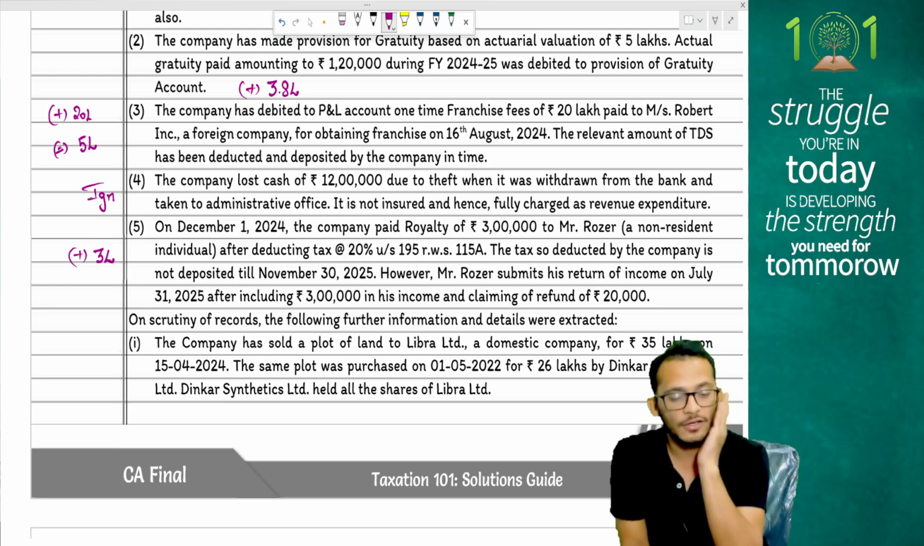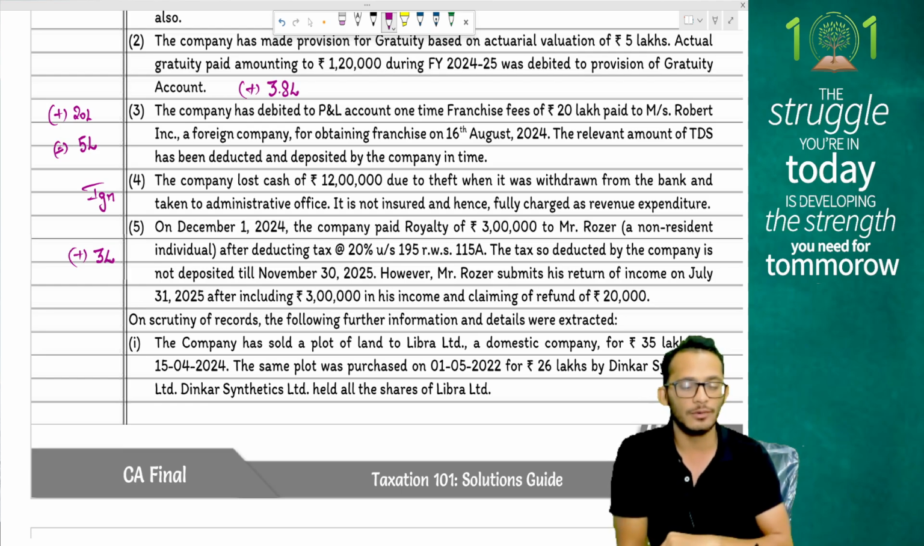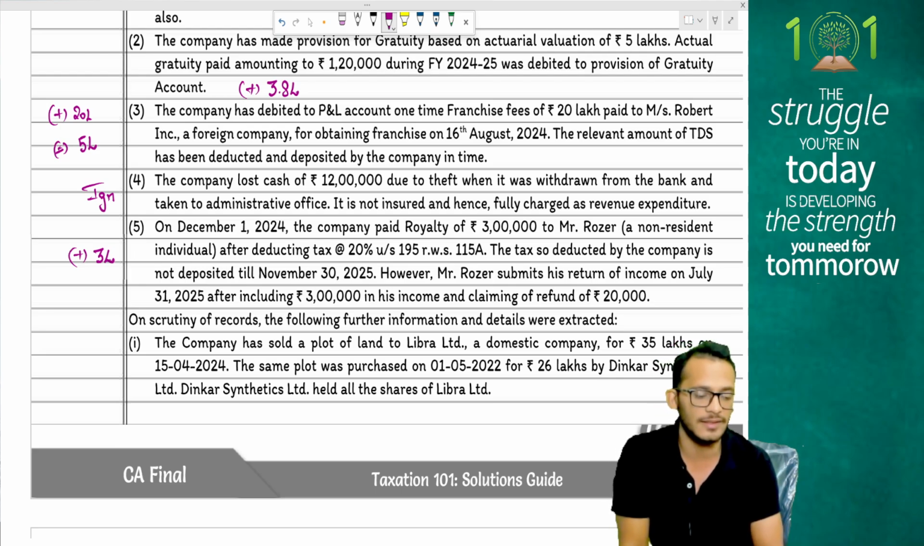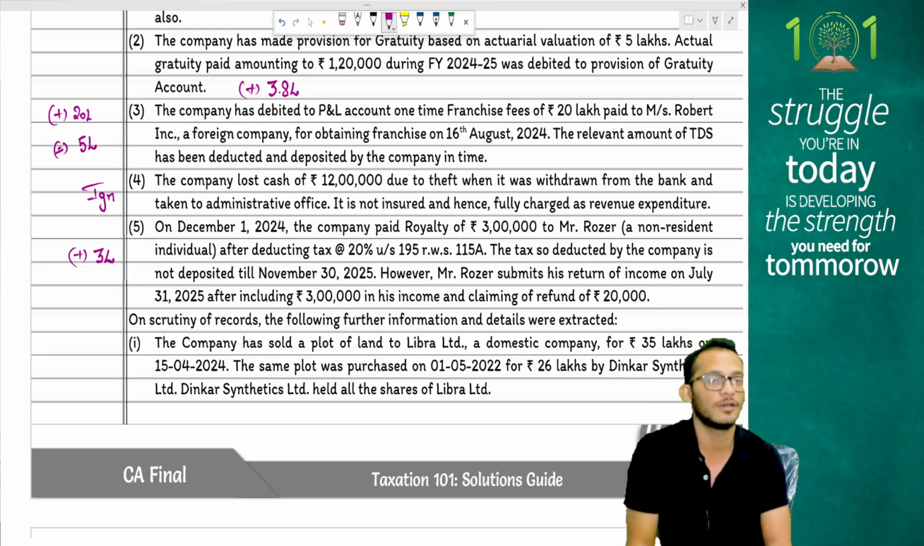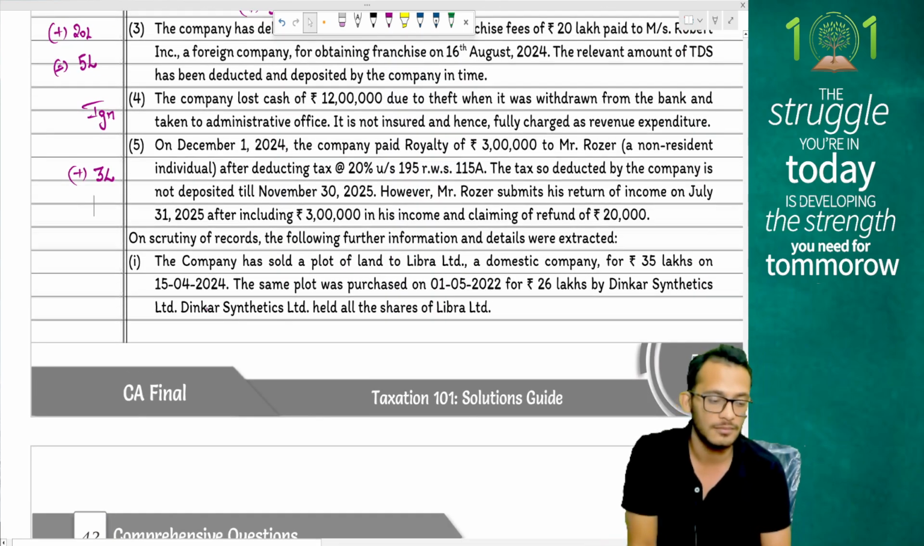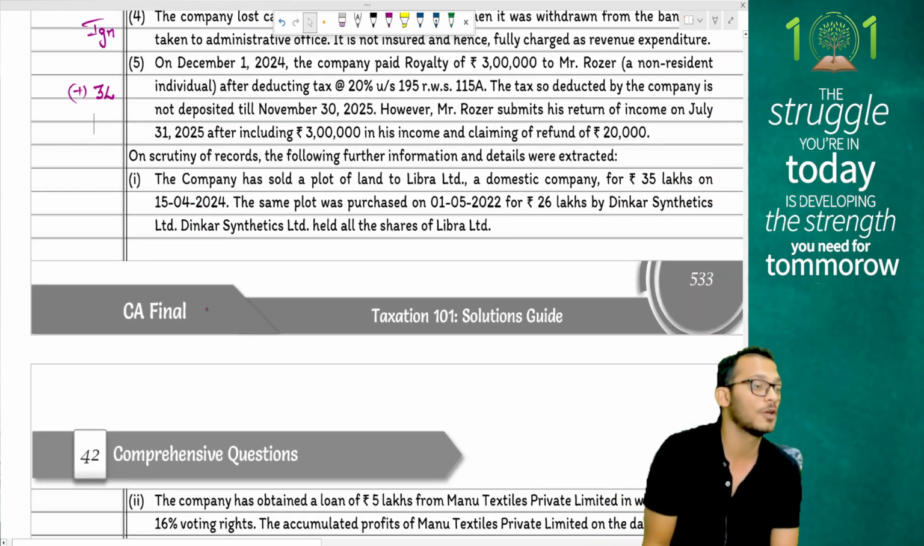On scrutiny of the records, the following information and details were extracted by you. The company has sold a plot of land to Libra Limited, a domestic company, for 35 lakhs on 15th April 24. The said plot was purchased on 1st May 2022 for 26 lakhs by Dinkar Synthetics. Dinkar Synthetics held all the shares of Libra Limited. This is a wholly owned subsidiary, and therefore profit is exempt. The only question I have is, is this profit shown, not shown?